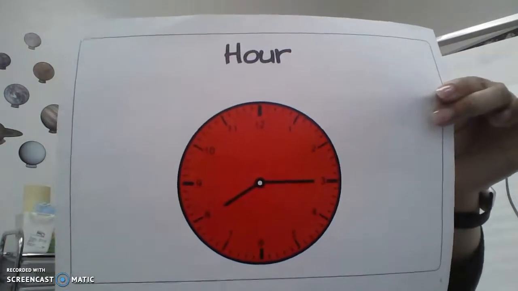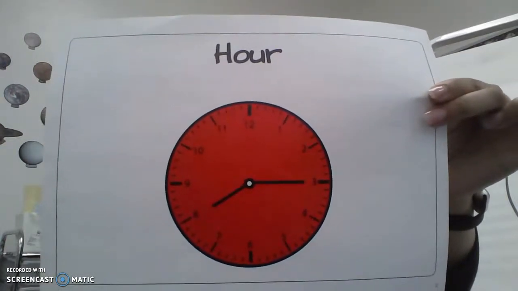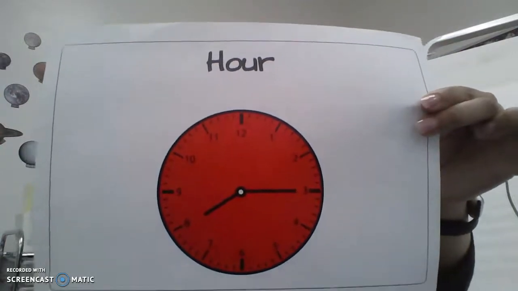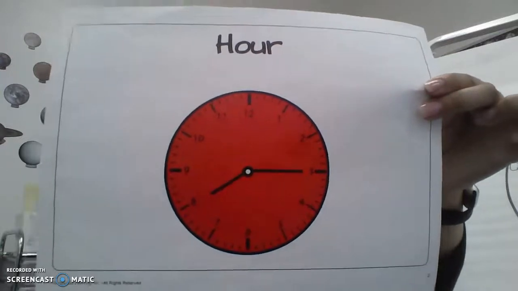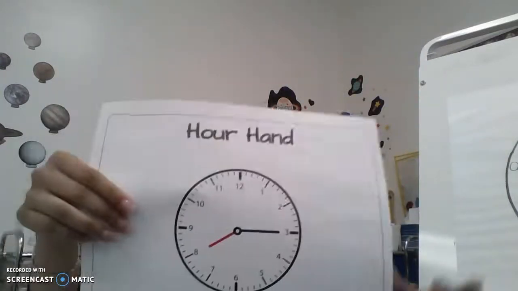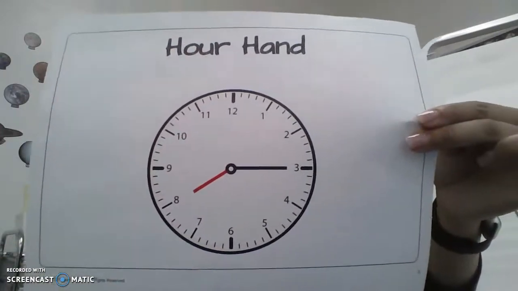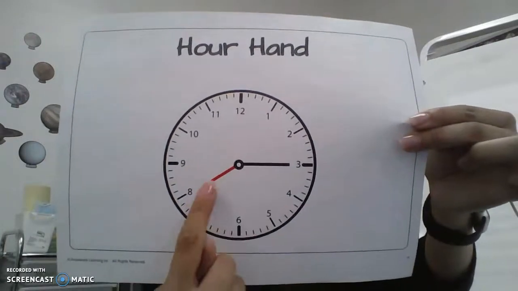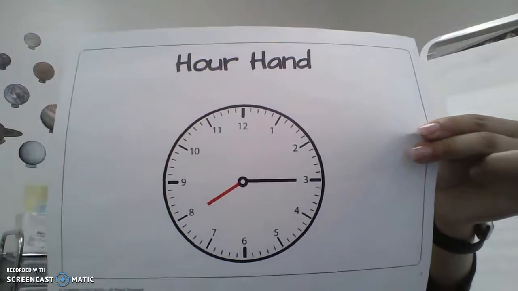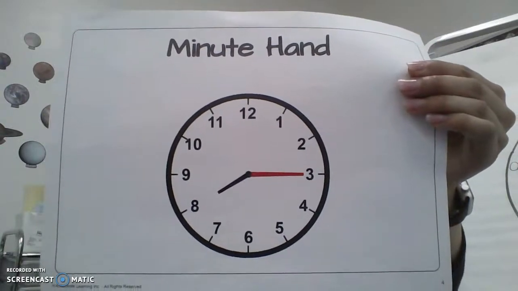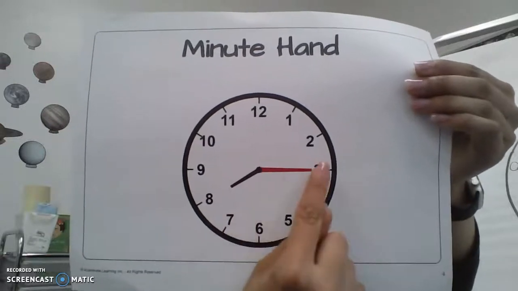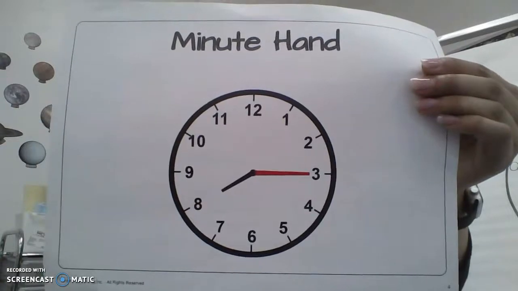Let's go ahead and go over some vocabulary. Our first vocabulary word is hour. So we said that hour is the first number you see whenever you see a digital clock. And also, it's the first number you read when you're telling the time. That is the hour. Next vocabulary word is hour hand. So which one is the hour hand? You got it. The shortest one is the hour hand. Then we have minute hand. So which one is the minute hand? Perfect. This longest hand right here, the longest one is the minute hand, the one in red.